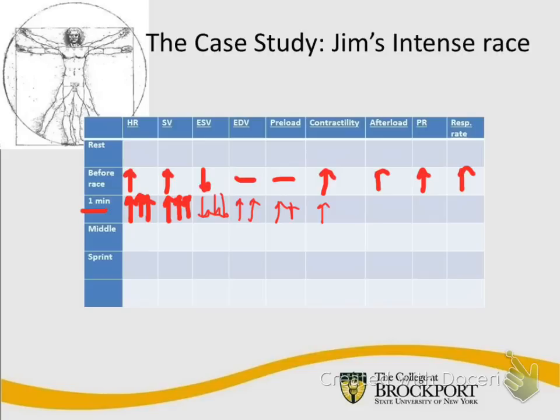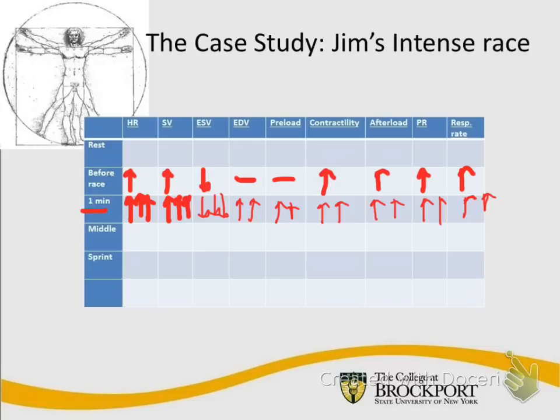Contractility, that's an up, most definitely. Afterload, well, that has to be up, doesn't it? Because pressure is up, peripheral resistance. Anytime you maximally activate your sympathetic nervous system, peripheral resistance is going to increase. Respiratory rate. Now this guy he's really wheezing, right? He's breathing so hard. So there you go. That's how I work through it. This is not easy stuff.